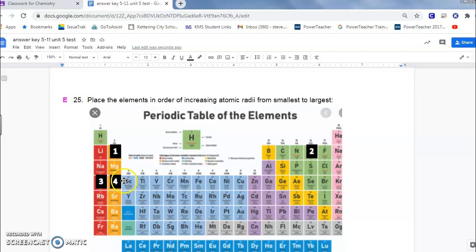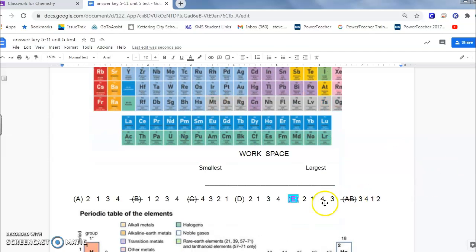But it's to the right of number 3. So they get smaller left to right, so number 4 should be third, and number 3 should be the largest out of all of them. So it should go 2, 1, 4, 3. The only answer that's 2, 1, 4, 3 appears to be letter E.